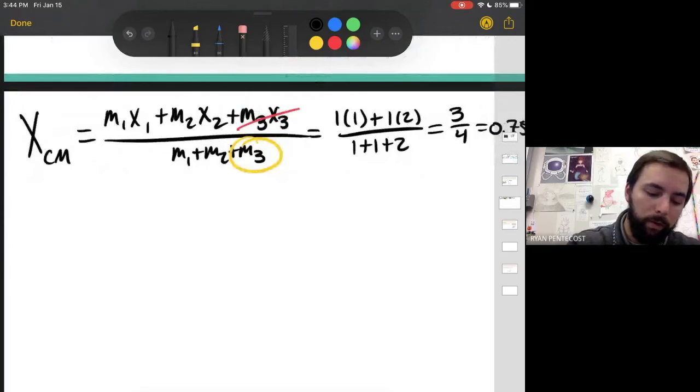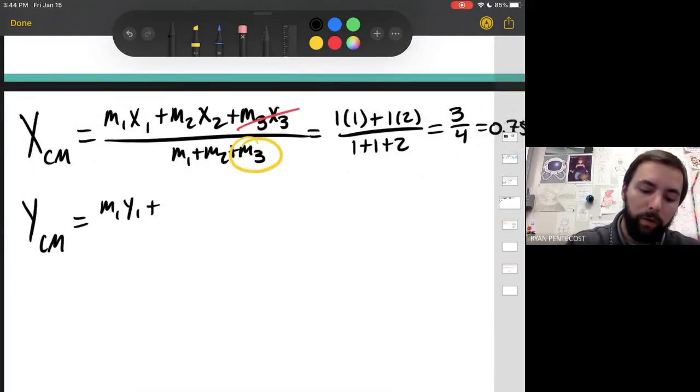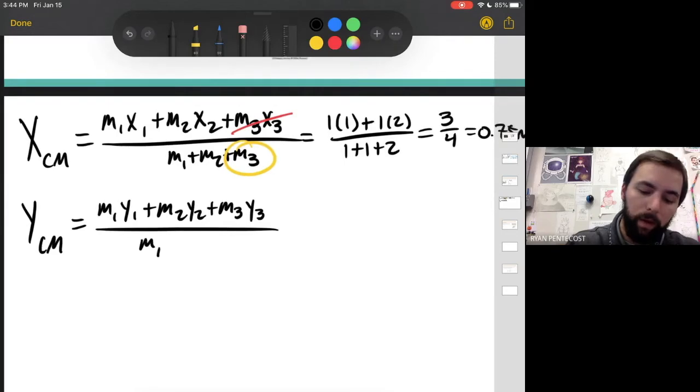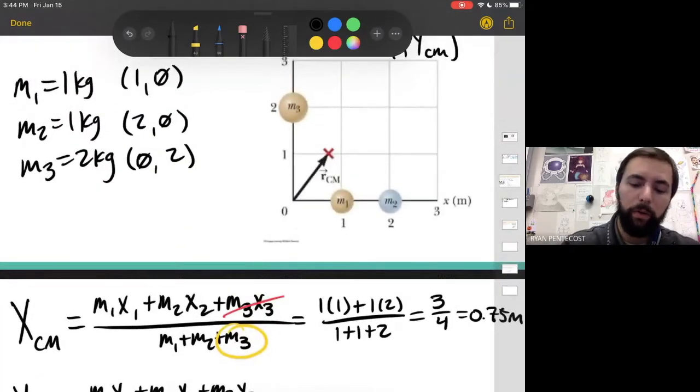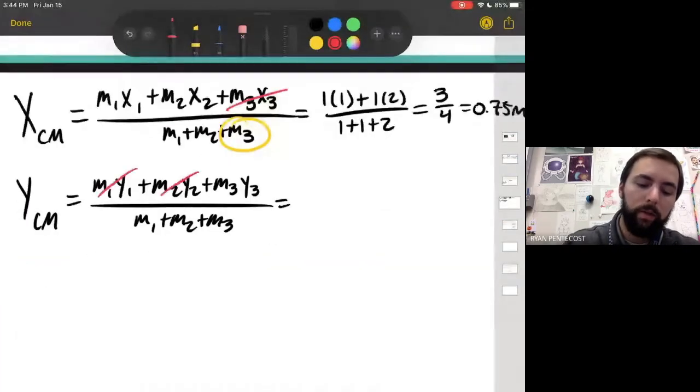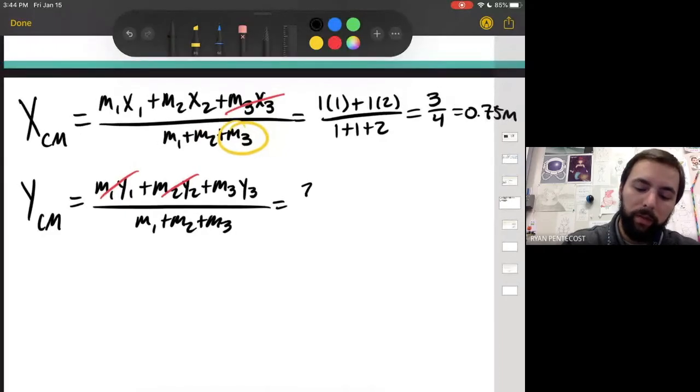Okay. Now we will do the center of mass on the Y. We've got M1 times the Y value of 1, plus M2 times the Y value of 2, plus M3 times the Y value of 3, divided by the sum of masses. Now, if you look up here, 1 and 2 are both only in the X axis. So now we can say that the mass of 3 is 2, the Y value of 3 is also 2, divided by 1 plus 1 plus 2, gives you 4 over 4, which is 1 meter.